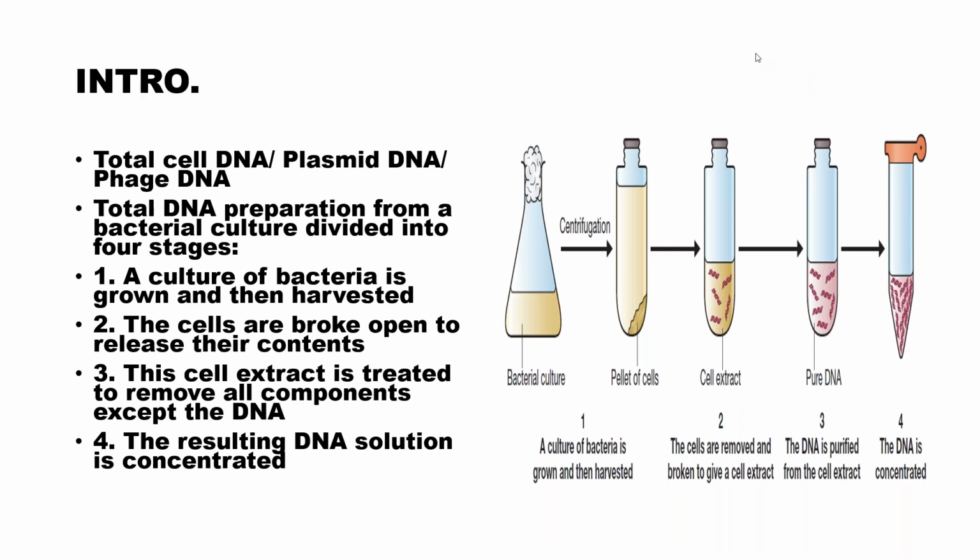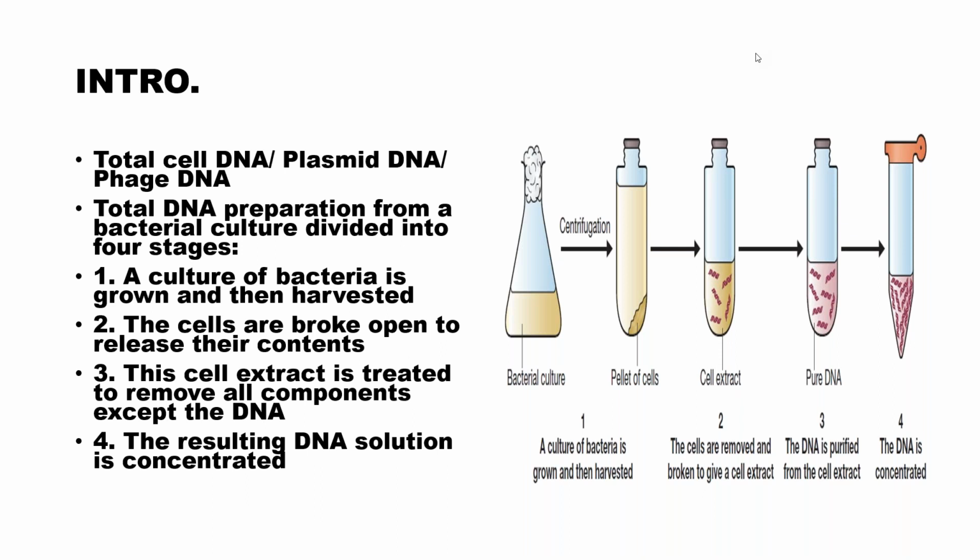So we have to isolate either total cell DNA, sometimes plasmid DNA, sometimes phage DNA. Now, sometimes we are going to isolate DNA from plant cells, sometimes from animal cells. Any DNA isolation will have more or less a similar protocol, with a few differences in some steps. Now, for example, we are going to start with bacterial culture.